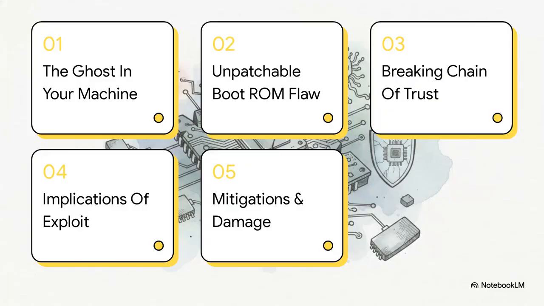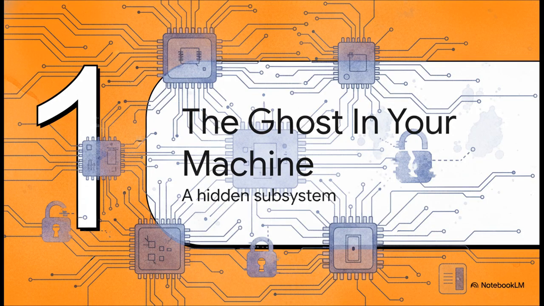To get our heads around this, here's our roadmap for the explainer. First, we'll look at the ghost in your machine. Then, we'll cover the unpatchable boot ROM flaw itself, followed by how it actually breaks the chain of trust. After that, we'll dive into the real-world implications of the exploit and finally wrap up with mitigations and damage control. Okay, part 1. The ghost in your machine.